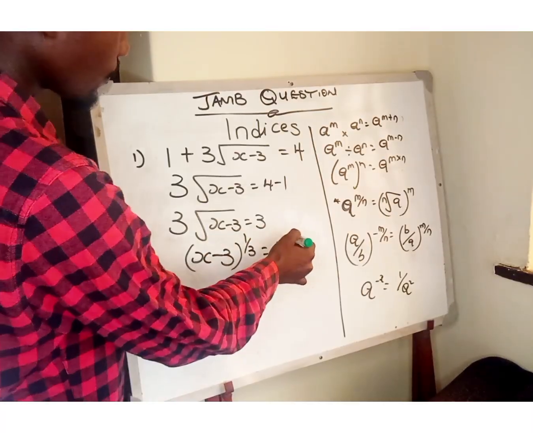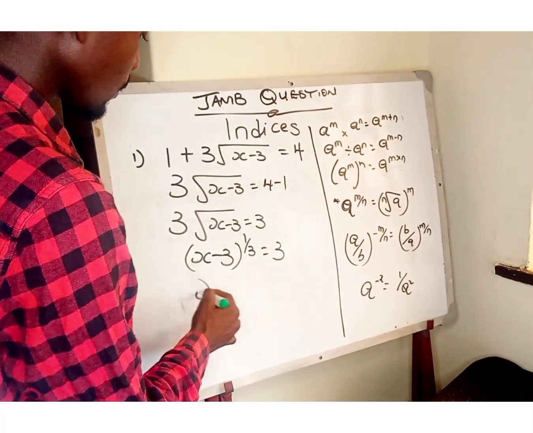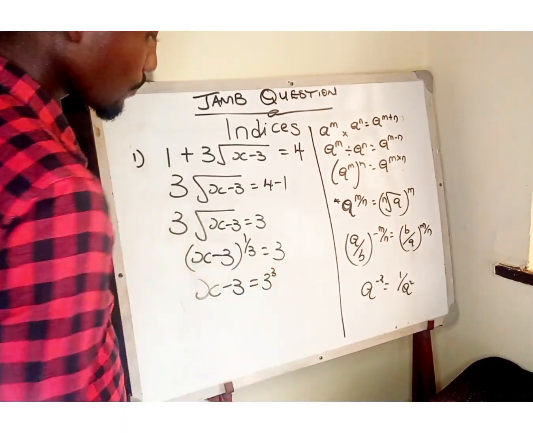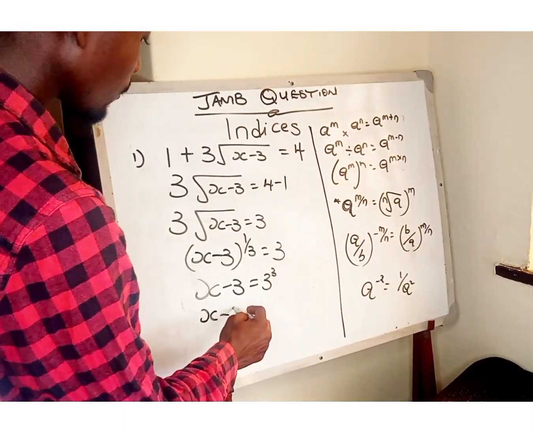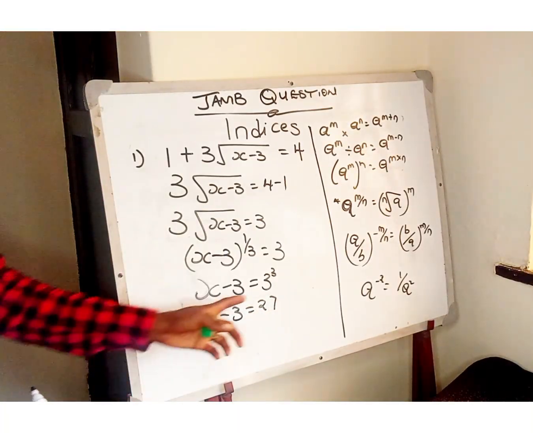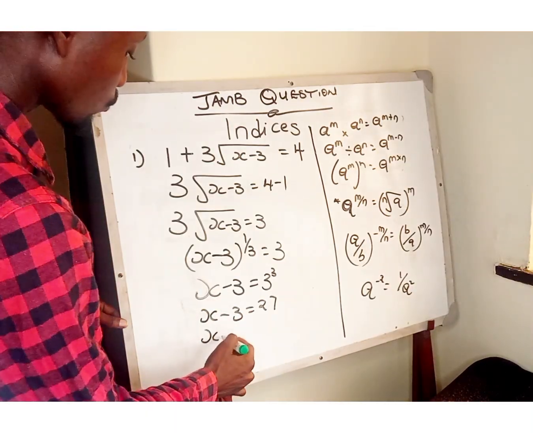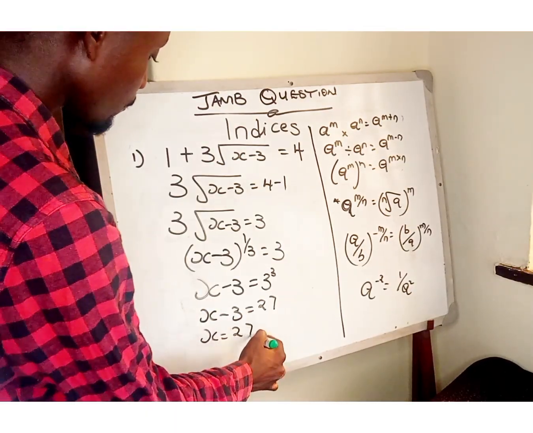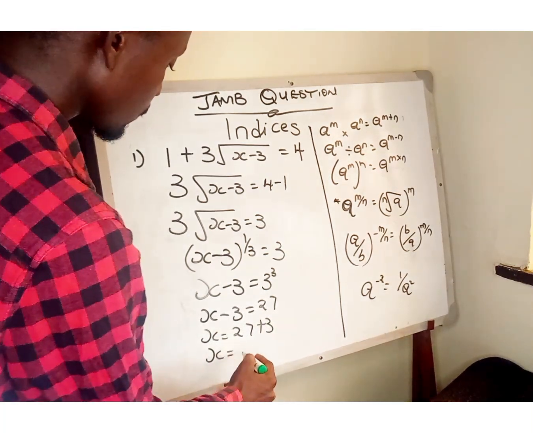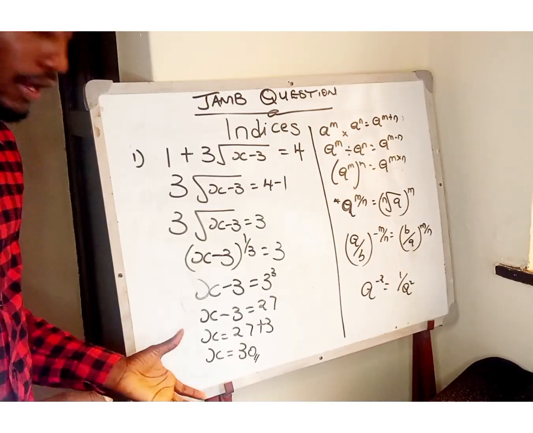So you can take the cube of 3 here to eliminate this 1 over 3. So you have x minus 3 equals 3 raised to power 3. That means x minus 3 equals 27. All right, 3 raised to power 3 is 27. So finally, x will be equal to 27 plus 3. Then x is 30. So this is the final answer to this question.